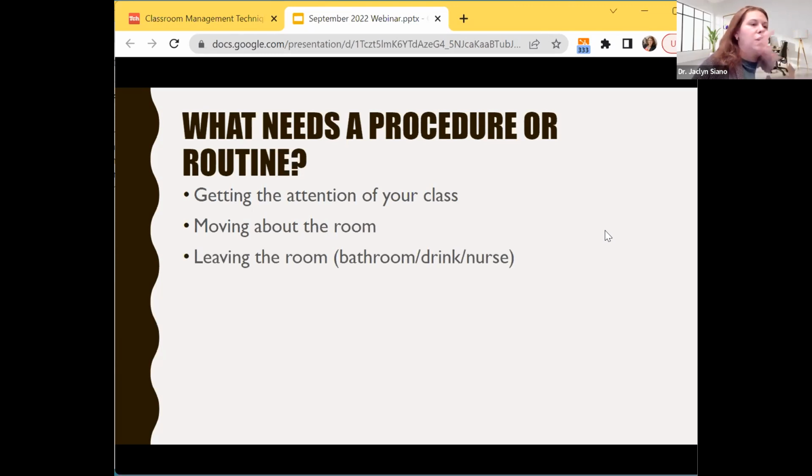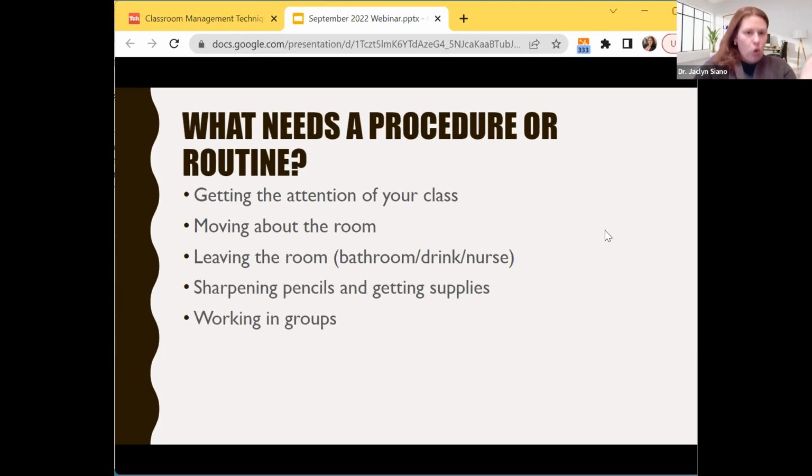Leaving the room. If I have to go to the bathroom, get a drink, the nurse, whatever, what are the procedures for leaving the room? Sharpening pencils, getting supplies, like a couple of you just mentioned, even throwing out trash. Working in groups, like I just mentioned, very important. Handling distractions and interruptions. Yeah, we know that never happens, right? In the classroom, you never have a fire drill or someone buzzes in over the intercom or the phone rings, or the lawnmower is going outside, there's a mouse, something like that.